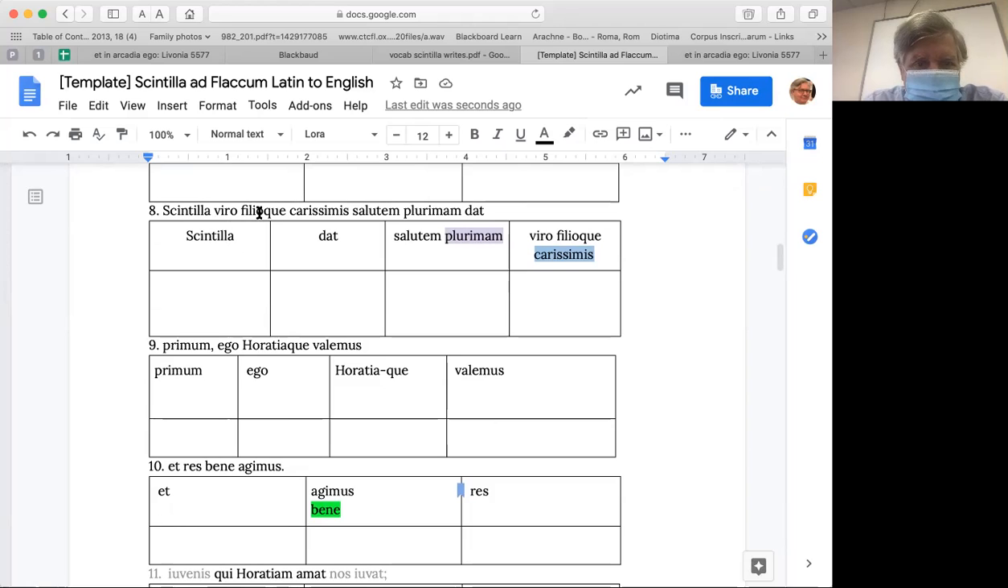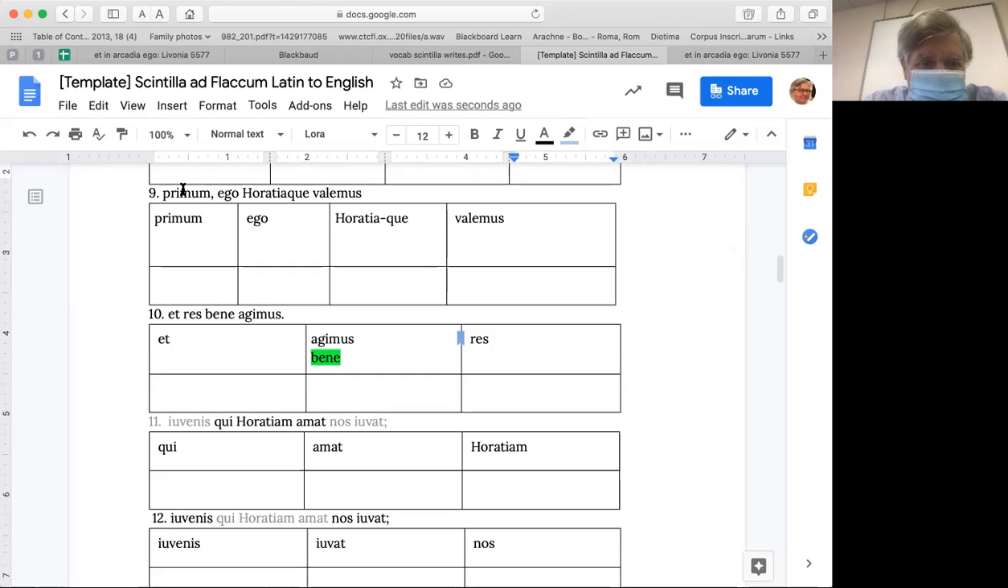8, scintilla viro filio carissimis salutem plurimam dat. Just the salutation part of a Roman letter. Scintilla is the subject, dat is the verb, and what she gives is salutem plurimam, a big, big greeting, and the indirect object to whom she gives the greeting, viro, meaning Flaccus, filio que carissimis, and her filio, that is Quintus, and they are both referred to in the plural as carissimis, very, very dear.